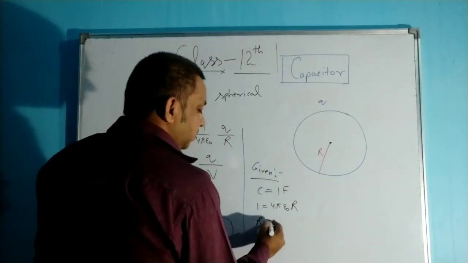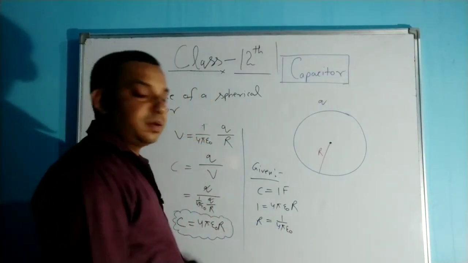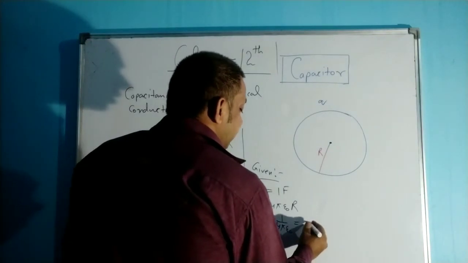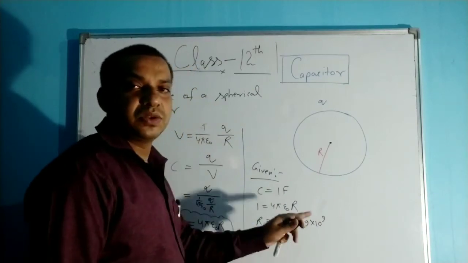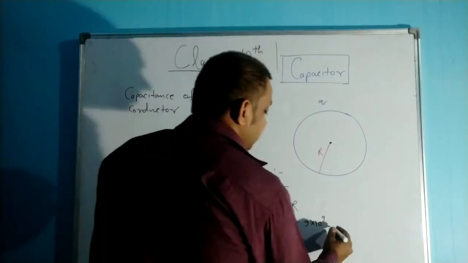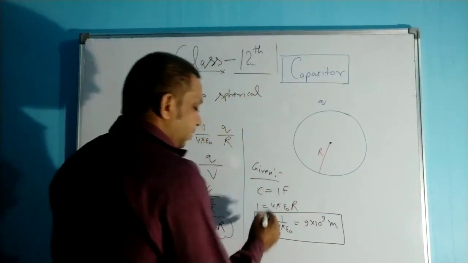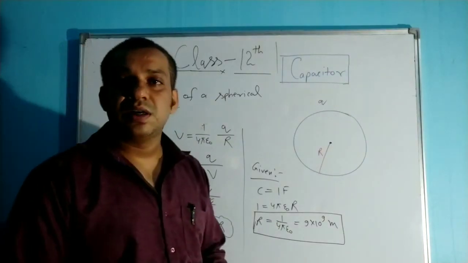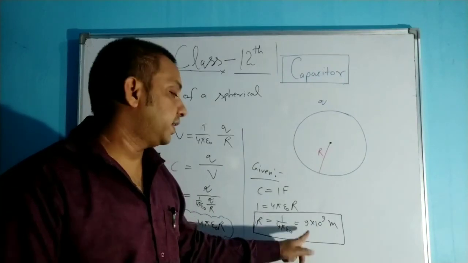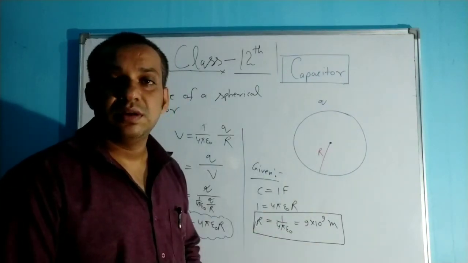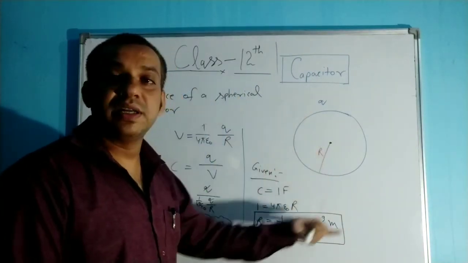So here R is equal to 1 upon 4 pi epsilon naught. And what is the value of 1 upon 4 pi epsilon naught? It is 9 into 10 to the power 9. Because it is the radius, the unit in the MKS system is meter. So if our aim is to build a spherical conductor of capacity 1 farad, we have to take the radius as 9 into 10 to the power 9 meter, which is not practically possible. What kind of radius would we have to take?